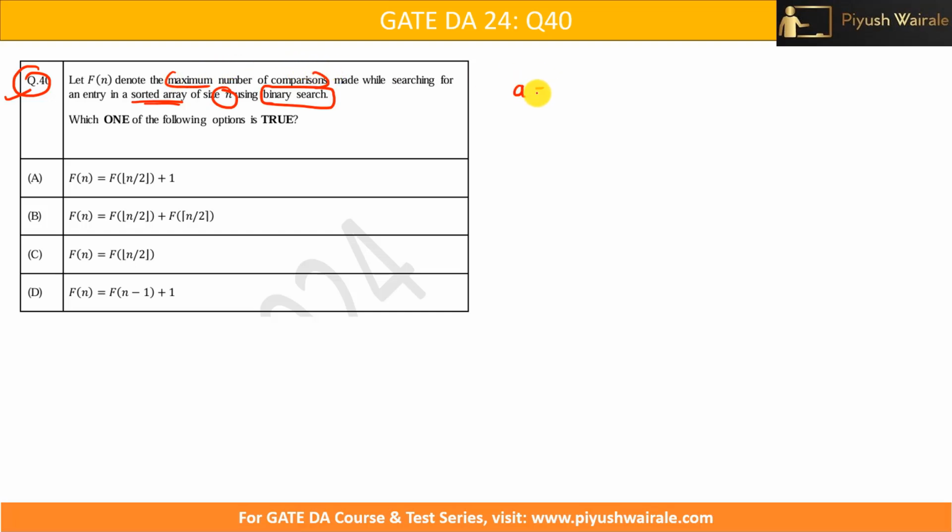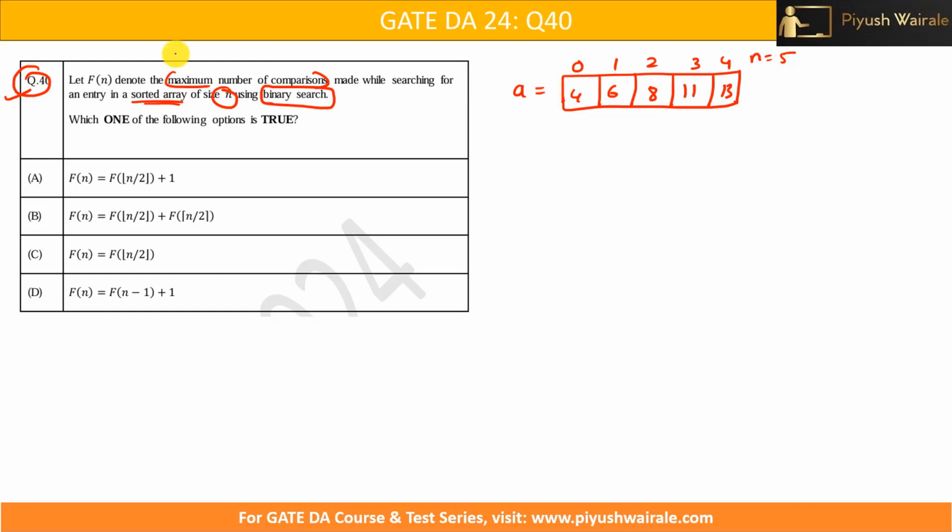For example, I have one array. It's a sorted array, and let's say the size of this array is 5, n equals 5. I have 5 elements in this array: 4, 6, 8, 11 and 13. These 5 elements have index positions 0, 1, 2, 3, 4.